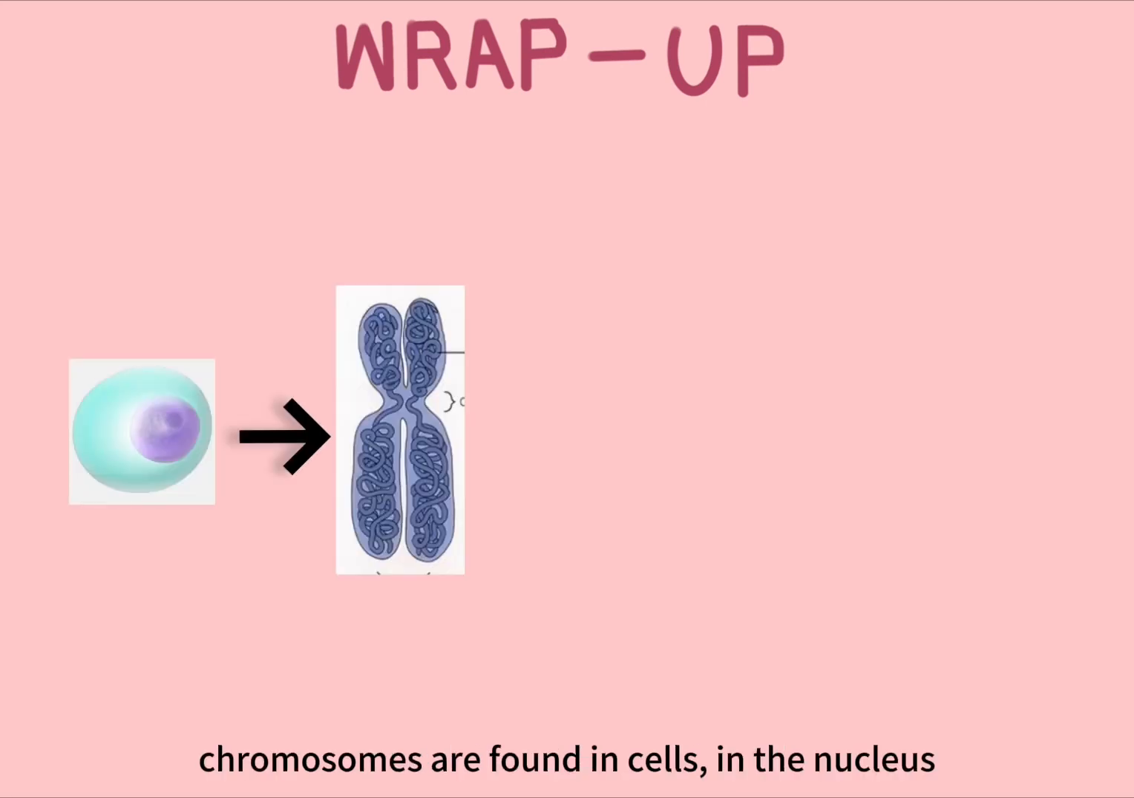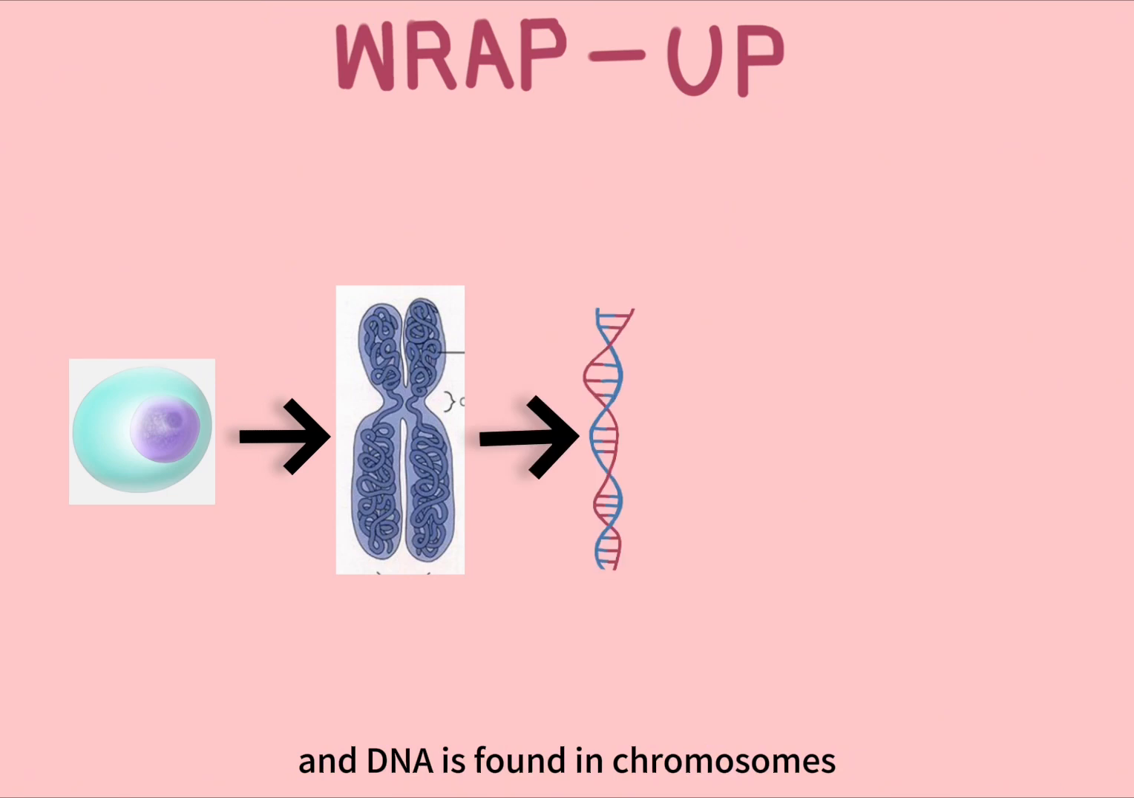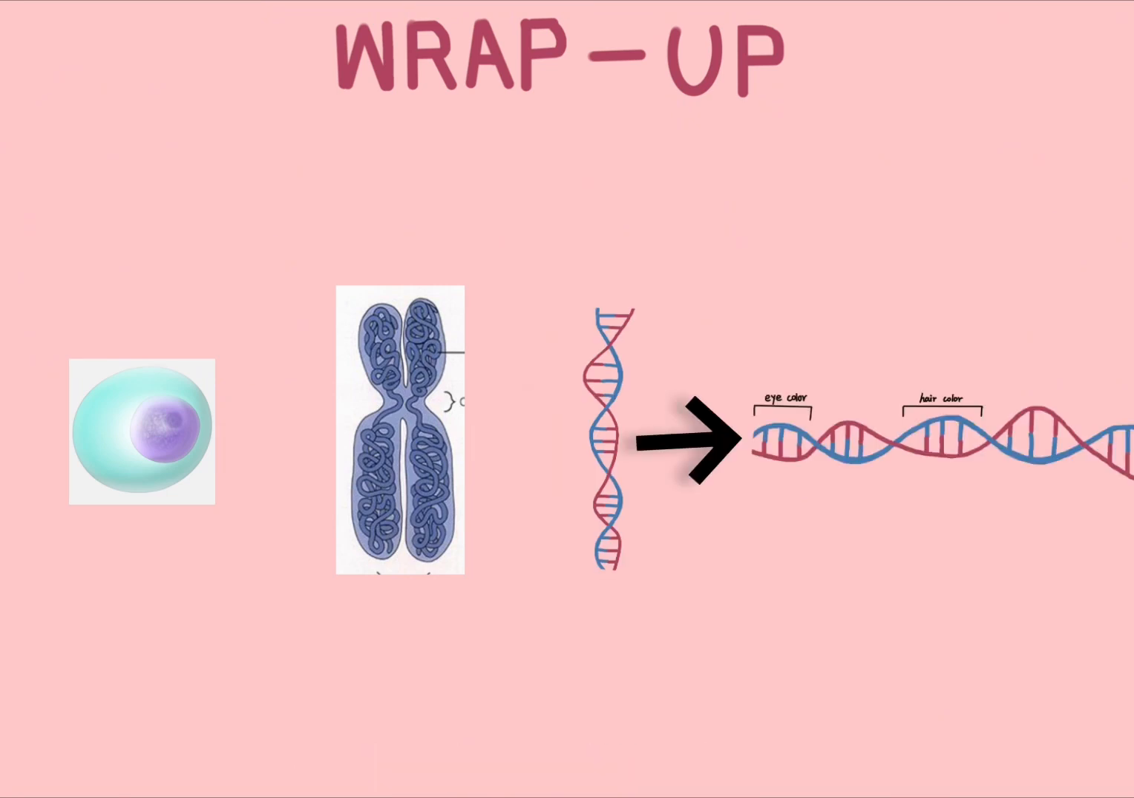To make this more clear, chromosomes are found in cells in the nucleus, and DNA is found in chromosomes, and portions of DNA are genes, and genes code for proteins that give us a characteristic.